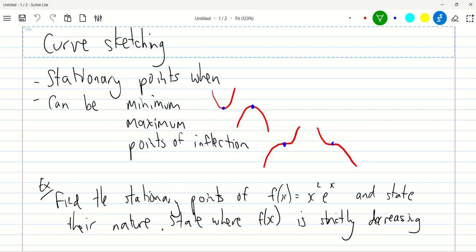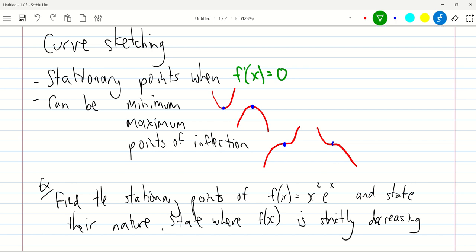So a stationary point is when you get a flat line, so a gradient of 0. So if we're trying to find a stationary point, what we're trying to solve is where the derivative is equal to 0, where the gradient is equal to 0. And when you solve for what x values give you a derivative equal to 0, it could either be a minimum, a maximum, or a point of inflection.